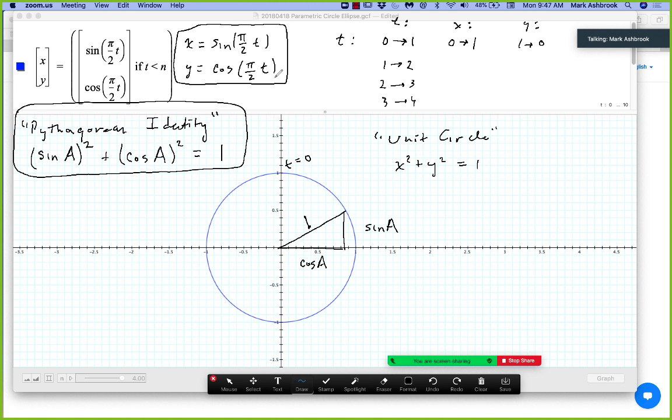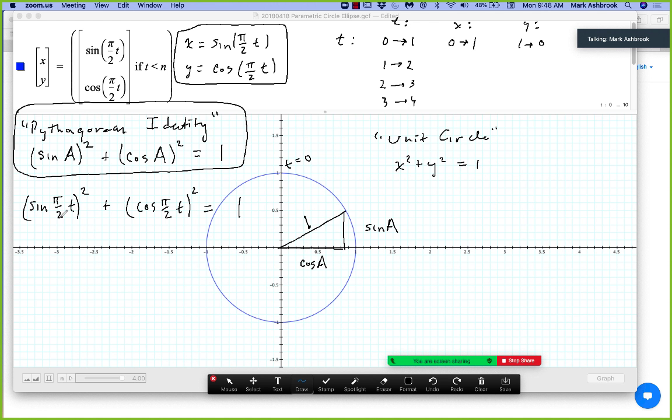Okay, so what do we have? So we can apply the Pythagorean identity to this. If we have sine of pi over 2t and cosine of pi over 2t, those have the same argument. Then we can set up the Pythagorean identity, and this will be true, will it not? Because our argument for sine and cosine are the same.